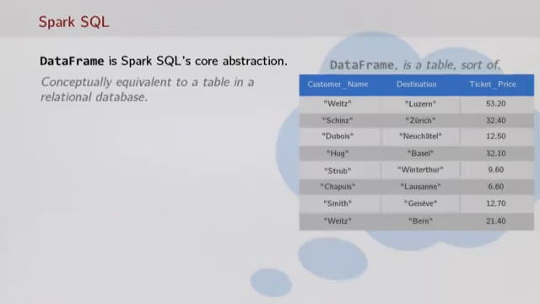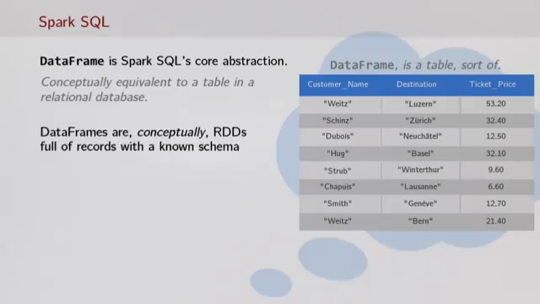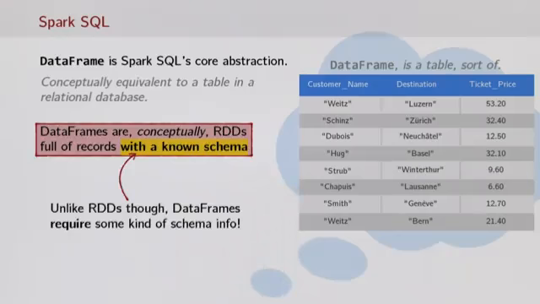Spark SQL's core abstraction is known as a data frame. And every time we use the word data frame, you can imagine it as being conceptually equivalent to a table in a relational database. So data frames are conceptually distributed collections of records. And these records, they have a known schema. Okay? And super important is this point here, that unlike RDDs, which are also a kind of distributed collection, data frames require some kind of schema information about the data that it contains.